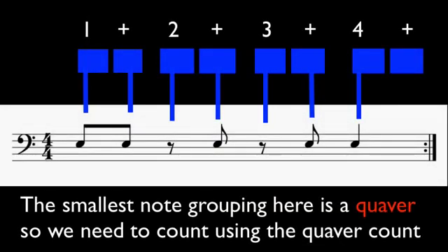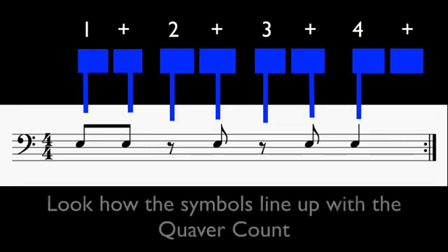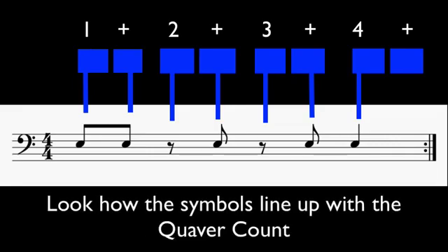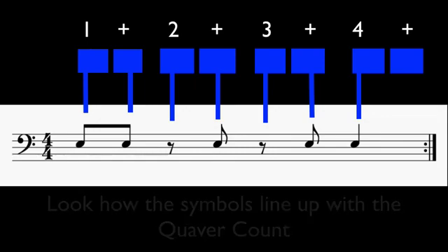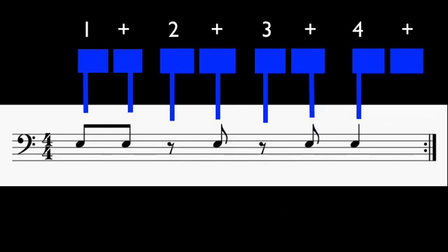Let's have another example. The smallest note grouping here is a quaver, so we need to count using the quaver count. Can you remember what the quaver count is? Look at the symbols and how they line up with the quaver count. Let's count and clap the rhythm together. I'll count the quaver count like last time and clap the rhythm so you can hear how it goes.